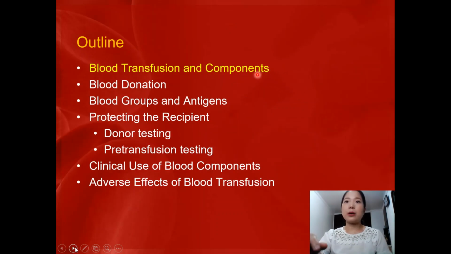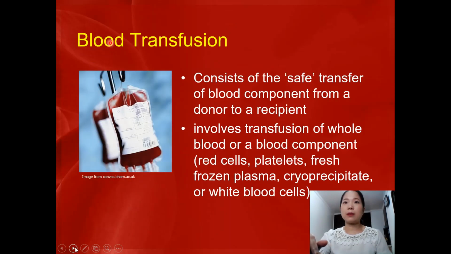So this will be our outline. We will be discussing first blood transfusion and the different blood components. Blood transfusion consists of the safe transfer of a blood component from a donor to a recipient. And it involves not only the transfusion of red blood cells, but also the transfusion of other blood components, such as platelets, fresh frozen plasma, cryoprecipitate, and white blood cells.